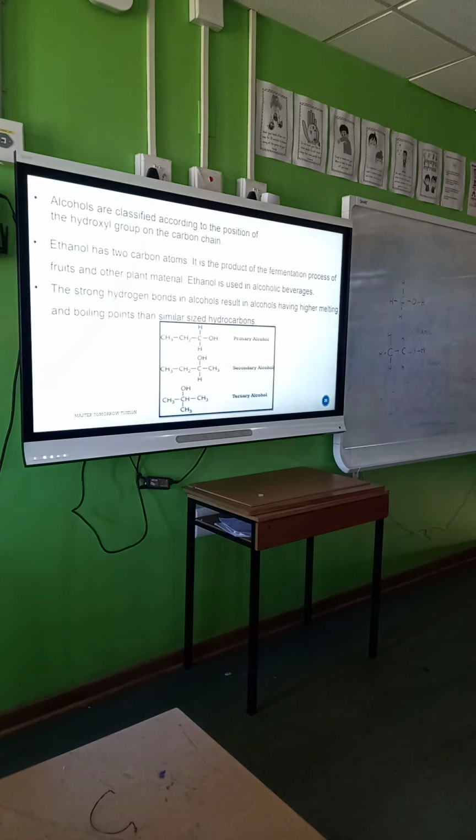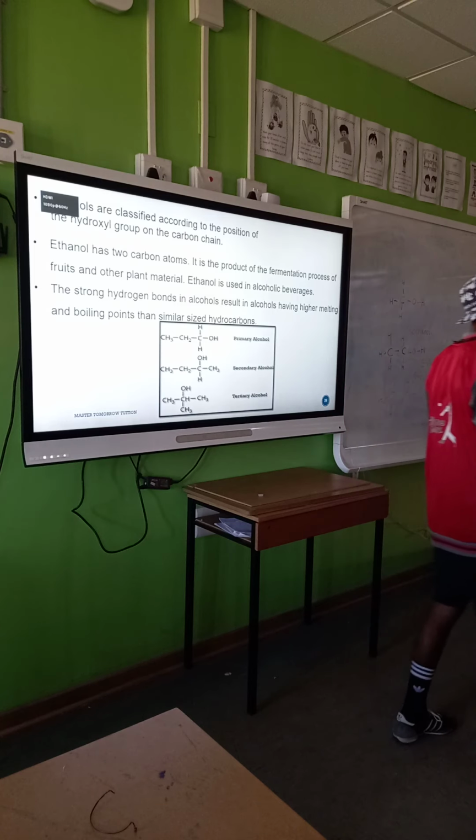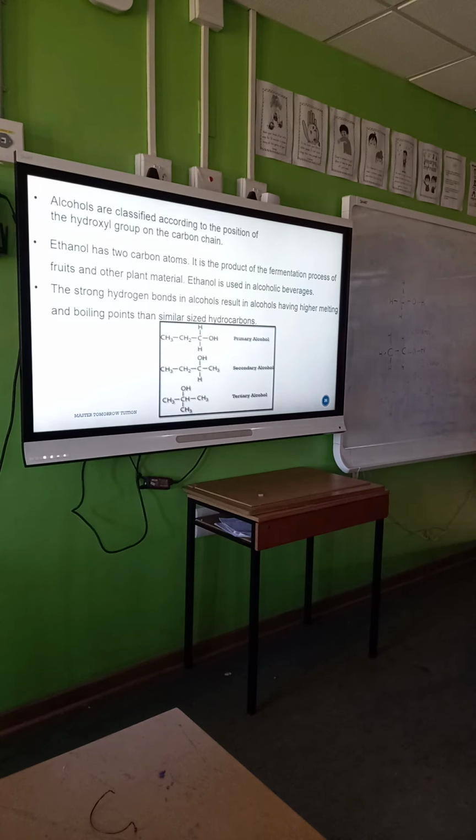They are going to ask you about primary, secondary, and tertiary alcohols. They are going to ask you about that. So, if you look at that box there, what do you notice? The position of the OH is different. The position of the OH and the amount of hydrogen surrounding it is different in every alcohol stage.